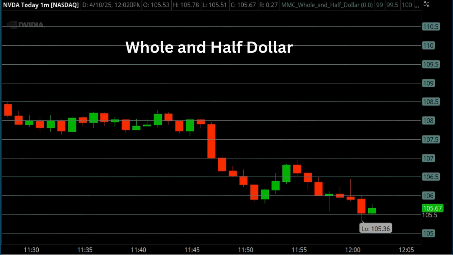The whole and half dollar indicator is a powerful time-saving tool for day traders. It automatically draws whole and half dollar levels, whether from the session open or a custom reference, so you never have to mark them by hand. And when you switch symbols, the lines update instantly. Those levels represent key psychological thresholds where orders cluster, forming reliable support and resistance zones that sharpen entries, exits, and risk management.